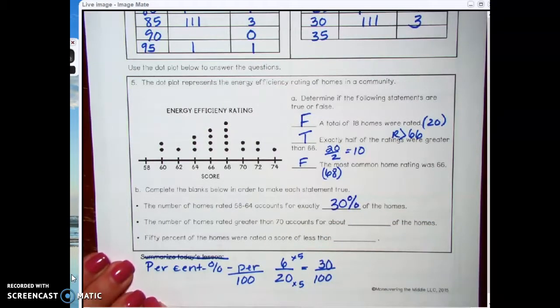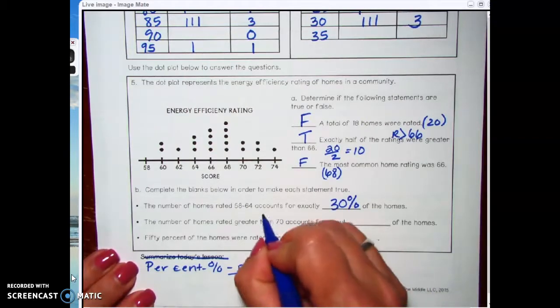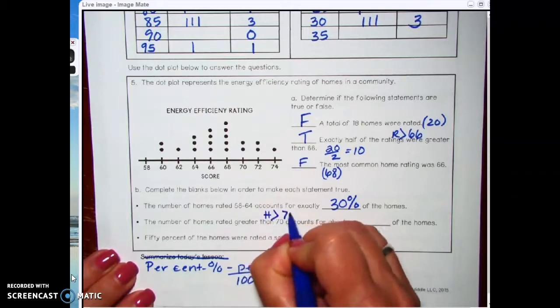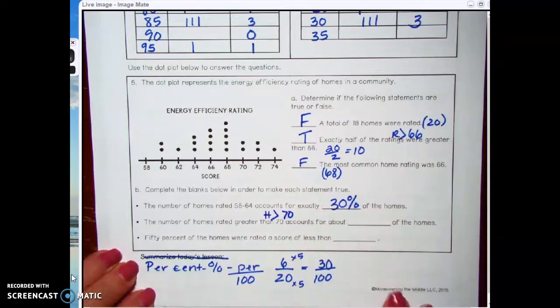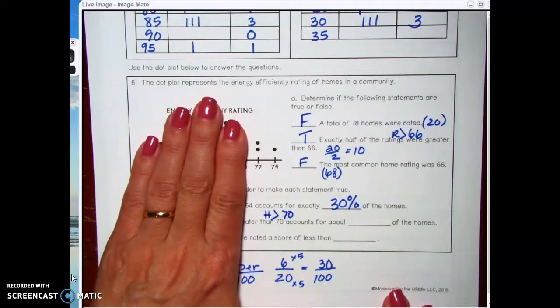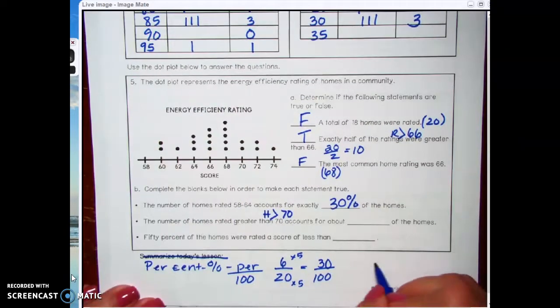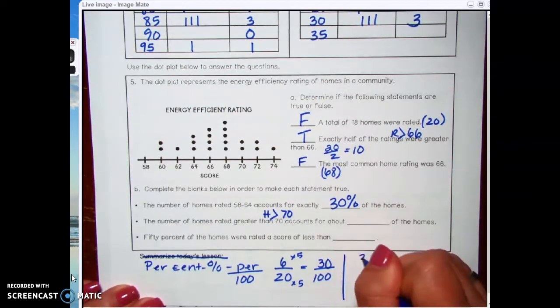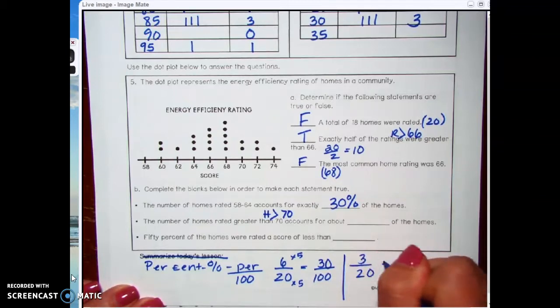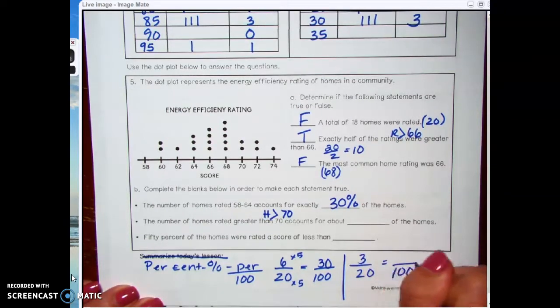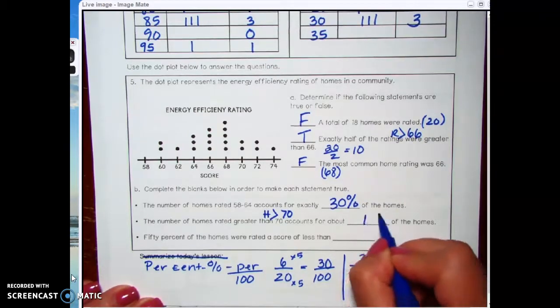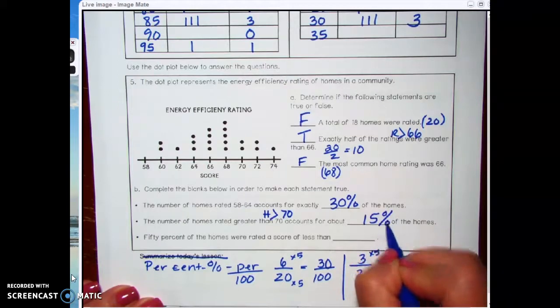The next one says the number of homes greater than 70 accounts for about how much. So we have to look at homes that are greater than 70. 70 is not included. So I look at that and I say, well, that would be 3 over 20. We want to get to 100 as our denominator. Whatever I do to my denominator, I do to my numerator. And look at that, 15%.